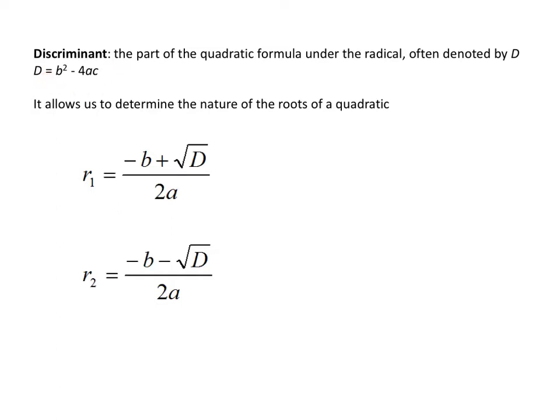The mistake that most people make is they think the discriminant is also the square root applied. You actually do not take the square root of this number. The discriminant is just what's underneath the radical.